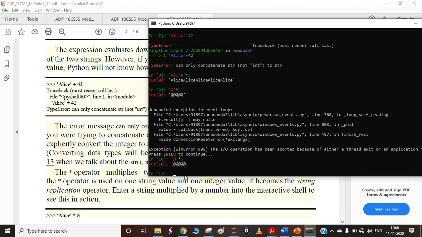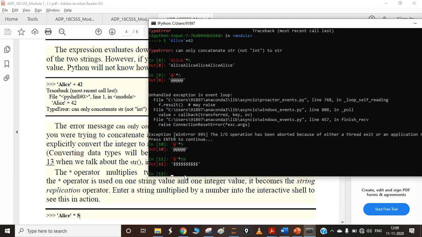Similarly, you can mention any symbols. Here I am mentioning dollar. Dollar has to repeat how many times? 5 times or 10 times, we will consider. So it has repeated 10 times. Star is generally used for multiplication, multiplying two operands. But when we mention the first argument as a string and the second argument as an integer, in that case star will act like a repeat operator. The first operand will be repeated 10 times.